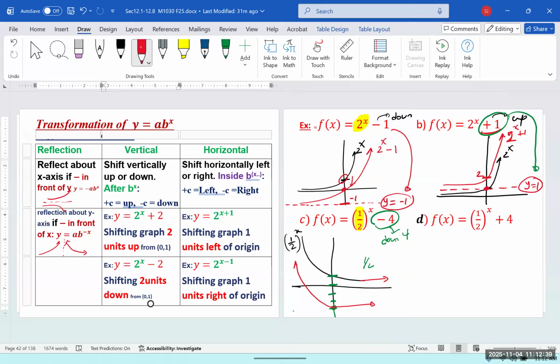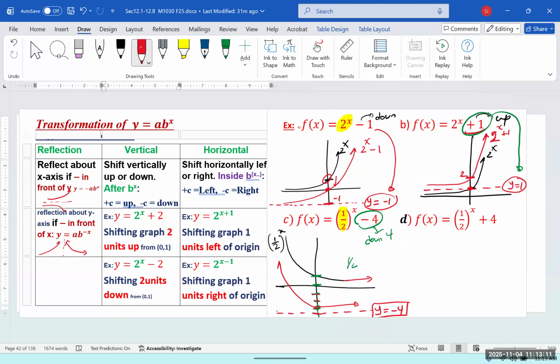So which line can it not cross? What is its boundary? Negative 4. So 1, 2, 3, negative 4 is here. This is the line it cannot cross. Y equals negative 4. For an exponential graph, you always have to indicate your wall, your boundary. What line can it not cross? And then the next one is going up, so I'm skipping that.